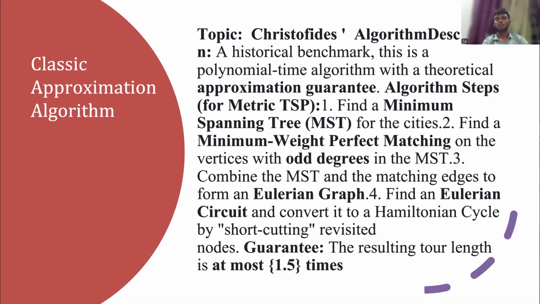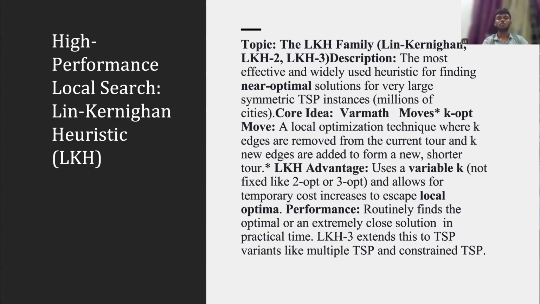Second, find a minimum weight perfect matching on the vertices with odd degrees in the MST. Third, combine the MST and the matching edges to form an Eulerian graph. The fourth, find an Eulerian circuit and convert it to a Hamiltonian cycle by shortcutting revisited nodes. Guarantee: the resulting tour length is at most 1.5 times the optimal. Next slide.